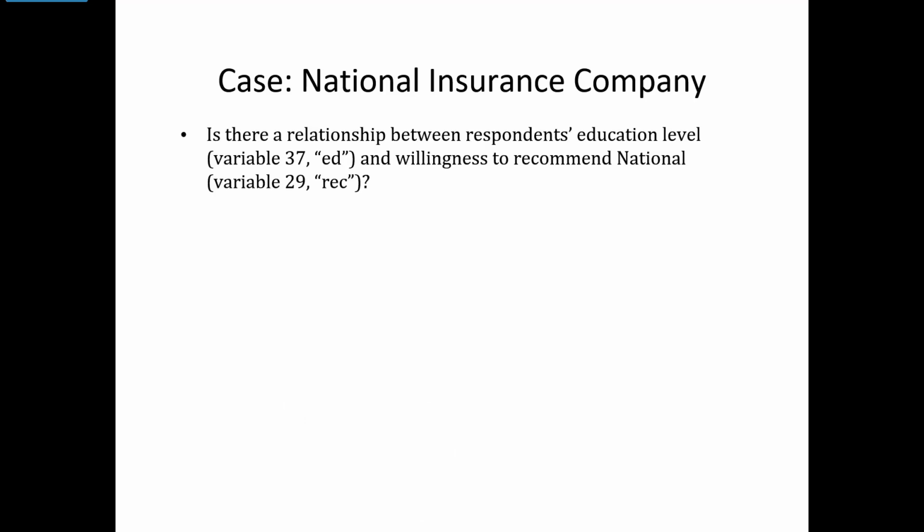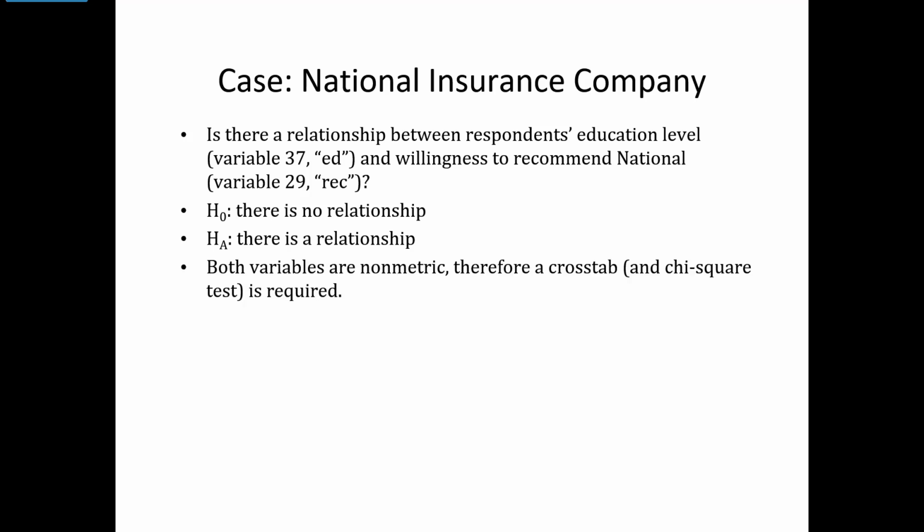Let's look at the data from the National Insurance case. The question we want to answer is: is there a relationship between the education level and willingness to recommend National? The H0 is that there is no relationship, and the alternative is that there is a relationship. Both variables are categorical, that is non-metric, so a crosstab and chi-square test is required.